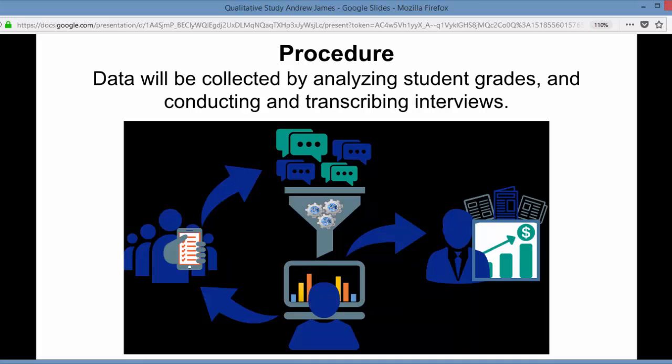After finding the students using quota sampling, students and parents will sign their consent forms. Once research begins, we will first complete the data collection and analysis of student grades. Specifically, we will look at the students' overall grades, assessment grades, and participation scores for discussion forums. Second, a semi-structured interview will be conducted, transcribed, and analyzed for all participants.